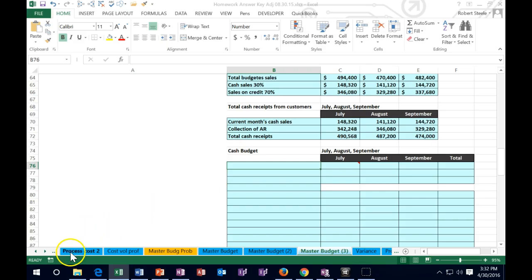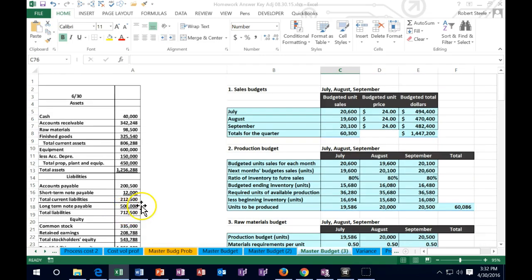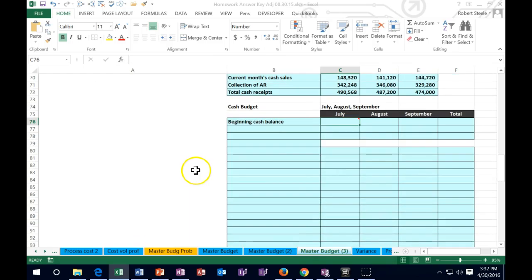So we will start off with the beginning cash balance. Now, the beginning cash balance will come from the balance sheet. That's going to be where we ended last time. So if we look at the information given to us in the problem, we have cash as of 6/30 of 40,000. That's where we start. That's our beginning balance here. It's the ending balance of last period. That's where we're going to start.